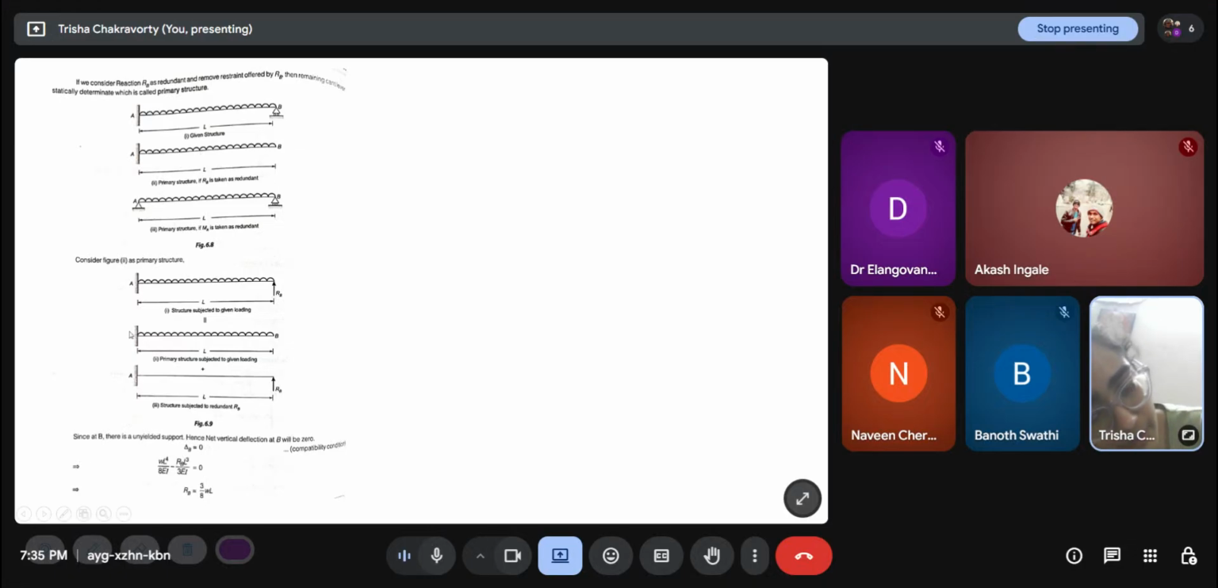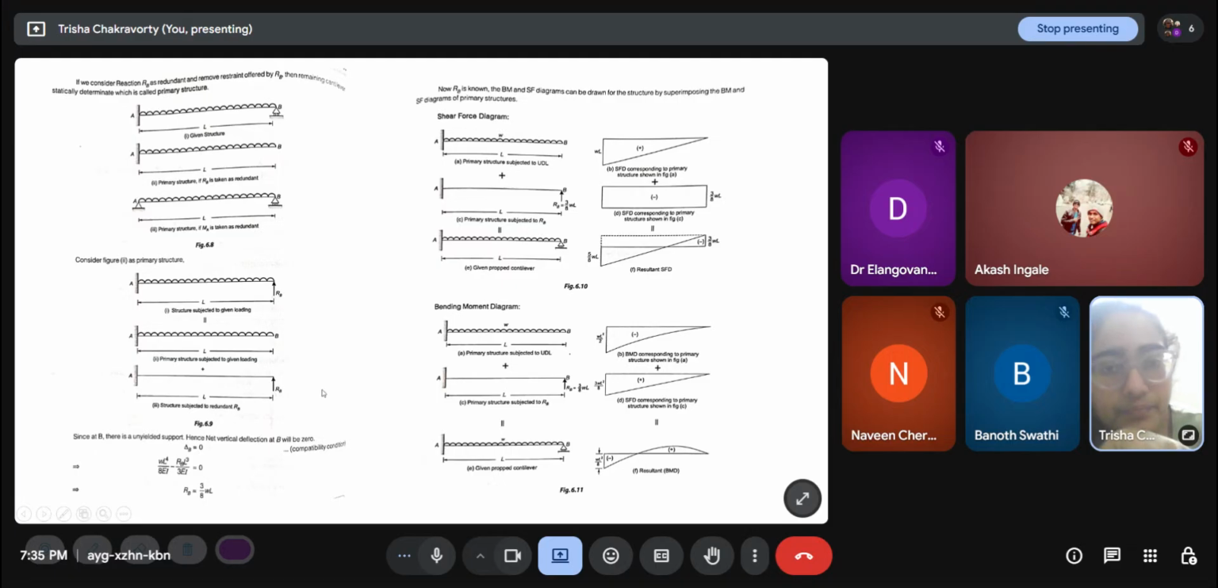So we apply the simple formulas. For a cantilever beam under UDL, we know that the tip deflection is WL^4 by 8EI, and due to a point loading at the tip of a cantilever beam, it is PL^3 by 3EI, so RB L^3 by 3EI. Algebraically equating the net deflection to 0, RB is 3 by 8 WL. So I have got the redundant force.